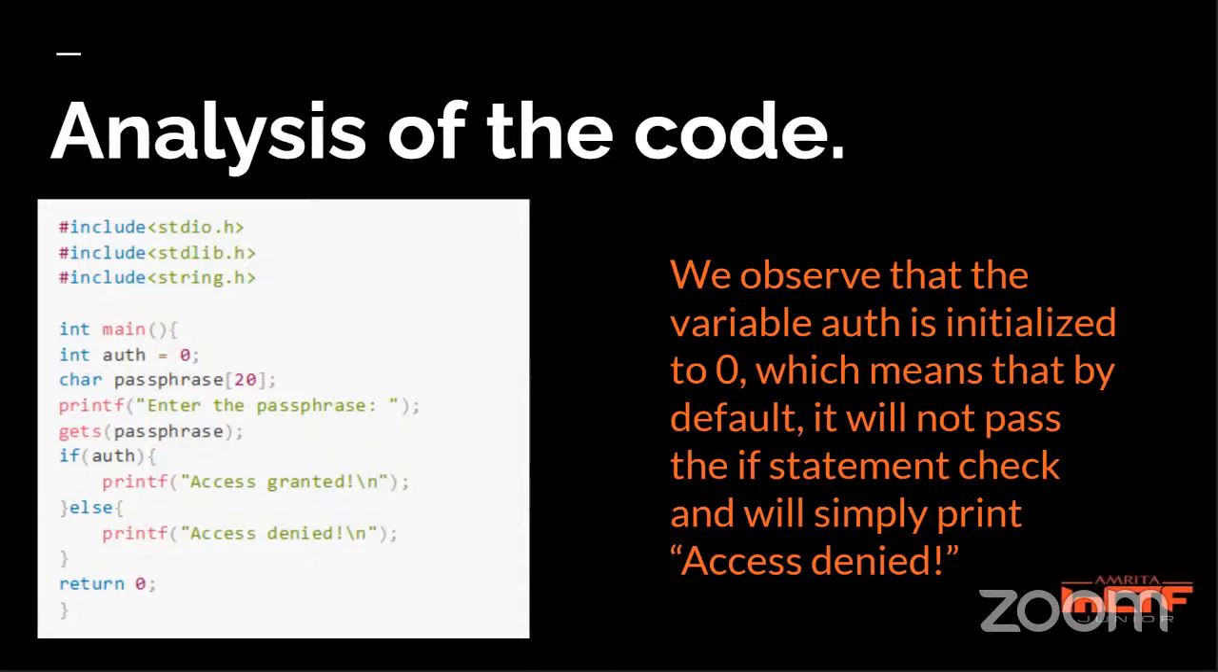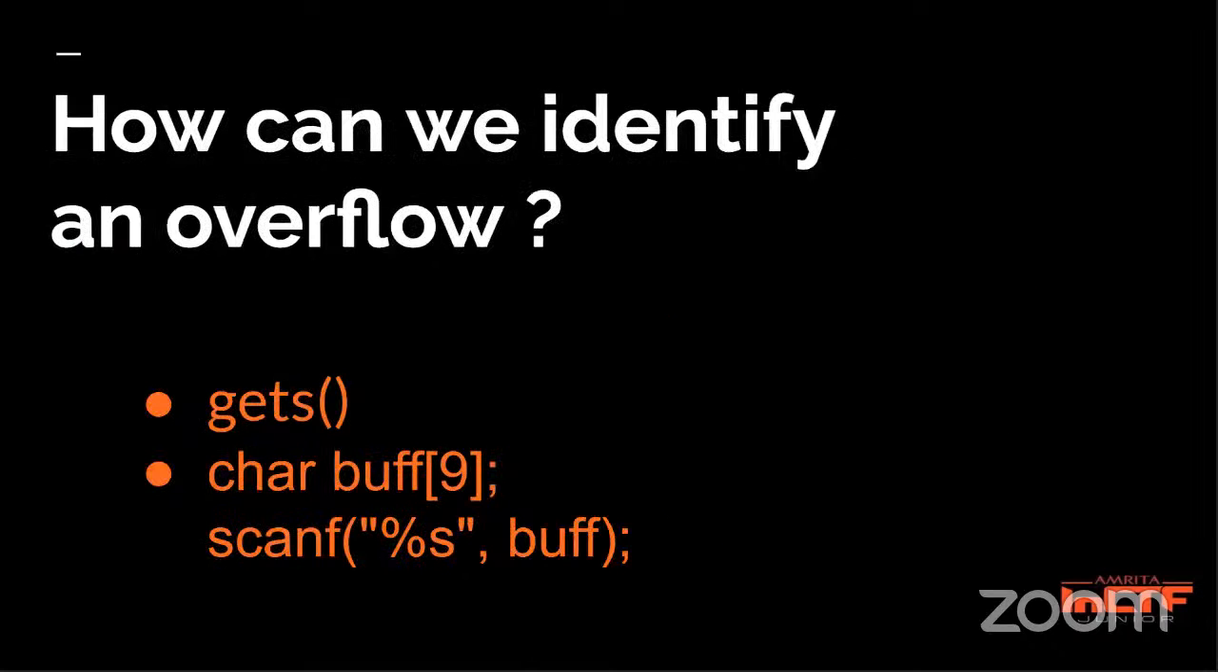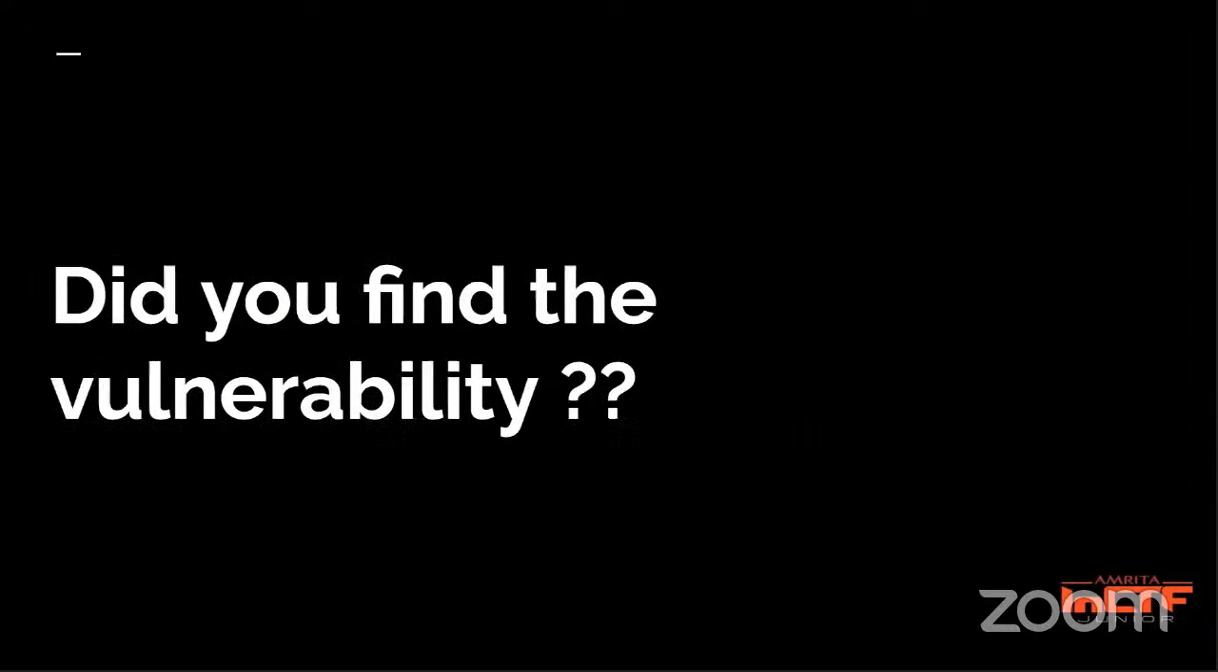The problem with this particular code is what we have to find. Like, the vulnerability of that particular code. What makes it vulnerable enough that, even though this is a simple program where we just give a passphrase of 20 bytes, we just give a 20 byte input and the program should give us access denied? How can we just change the auth value?